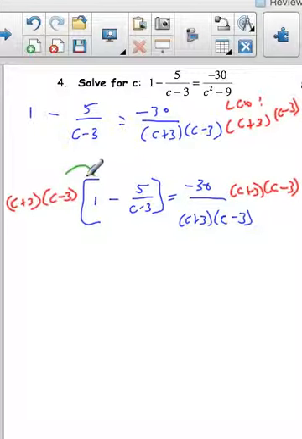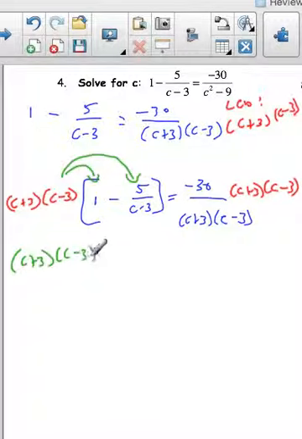So now on the left-hand side, I'm going to distribute c plus 3 times c minus 3 to both terms. So I'm going to distribute it to the 1 and to the negative 5 over c minus 3. When I distribute it to the 1, I get the product c plus 3 times c minus 3. And then when I distribute it to 5 divided by c minus 3, the c minus 3's divide out, and I'm left with 5 times the quantity c plus 3. And on the right-hand side, the c plus 3's divide out, as do the c minus 3, leaving me with negative 30. And now I have a quadratic equation, but I no longer have any terms in the denominator.